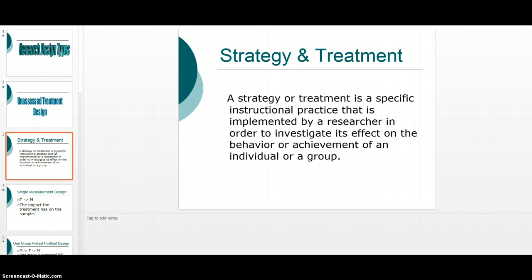Now, when we say strategy or treatment, we're using these interchangeably. And what we mean by that is a strategy or a treatment is a specific instructional practice that you're implementing in order to investigate its effect on the behavior or achievement of an individual or a group. So this is the new thing that you're introducing into your classroom for your action research project.